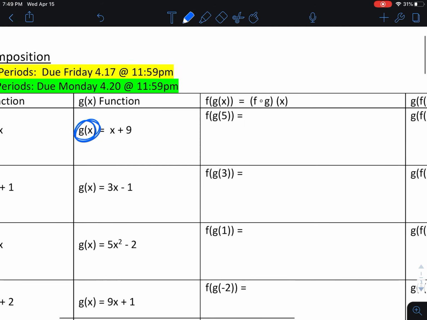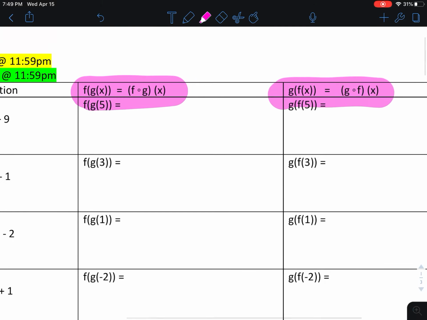The way it looks is this right here, or it can look like this. Does order matter? On the first one we have f of g of x, and on the second one we have g of f of x. So the order matters there, and it does make it different. The other way you can see this is with a little tiny open circle in between the two letters. That also means composition of functions. Basically, we're taking one function and sticking it inside of the other function.